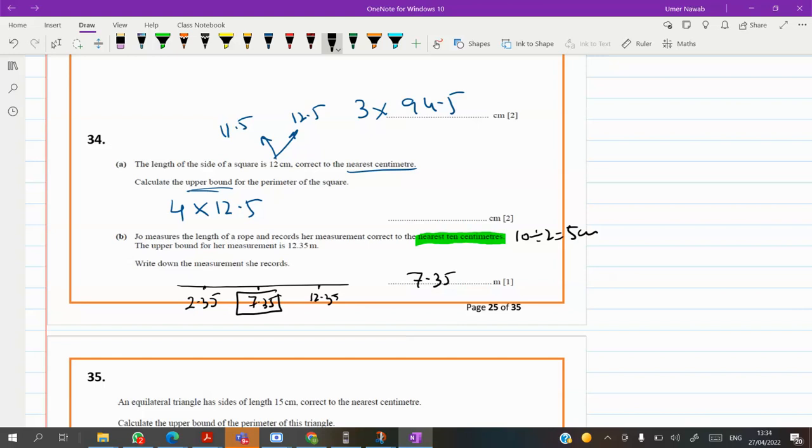Joe measures the length of the rope, records her measurement correct to the nearest 10 centimeters. So 10 centimeters, 10 divided by 2 is 5. Whatever the value she has found, you can get the upper bound by adding 5 to the measurement which she has found, and the lower bound can be found by subtracting 5. Since this value 12.35 was already given, I wanted to go back to get my original value, which was 7.35. So 7.35 was the original value, and then we found the lower bound, which was not required.